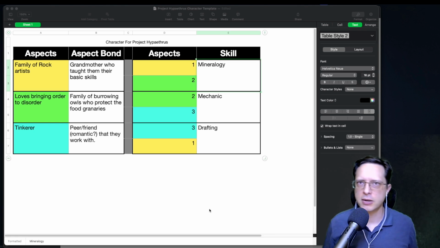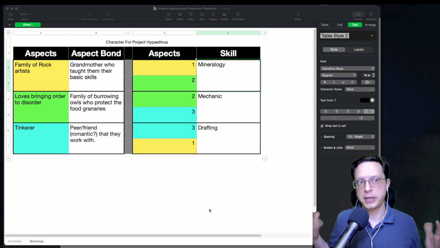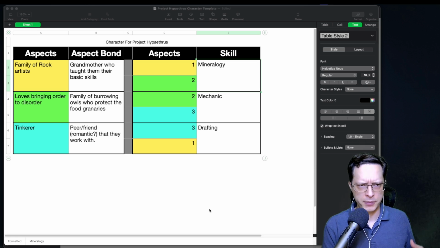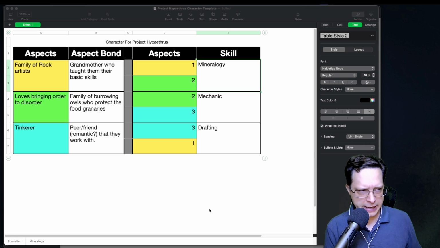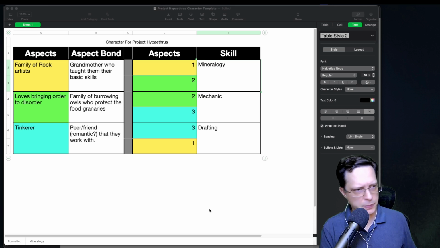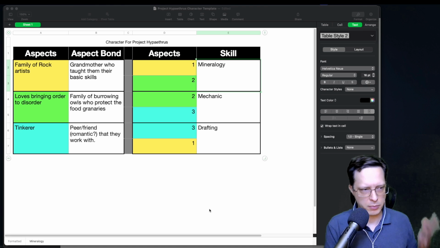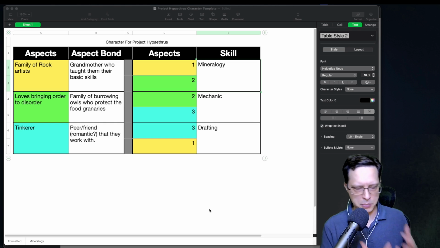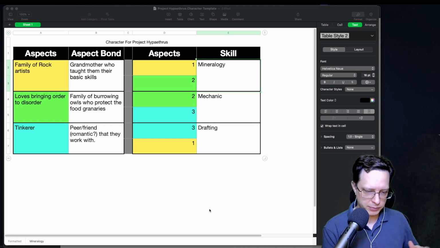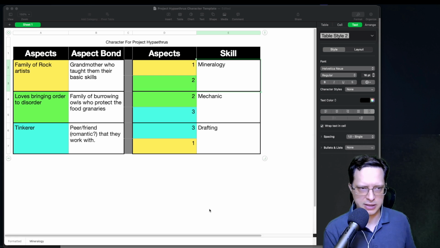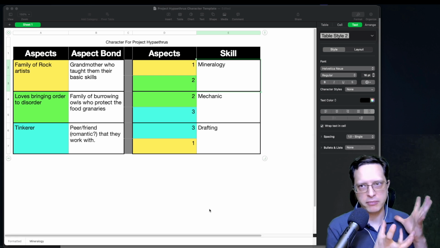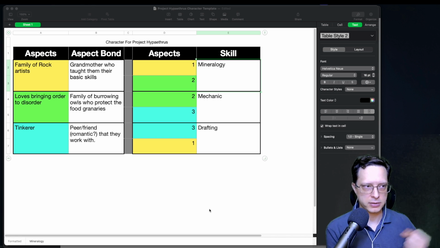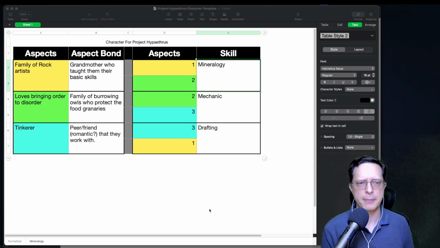The second aspect here I'm thinking is that our character loves bringing order to disorder. They probably got brought in at some point, when they were a kid, to help out with organizing something. I'm thinking they were brought into the granaries to help organize and keep track of things, and they just became fascinated with the idea of organizing things or making things work better.